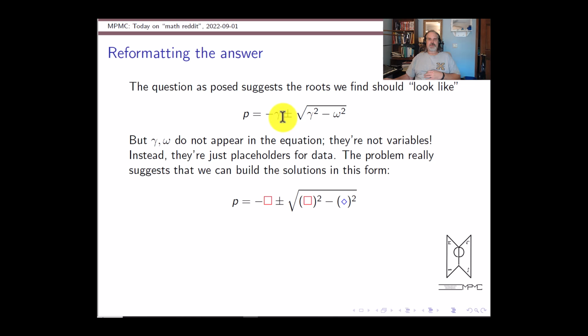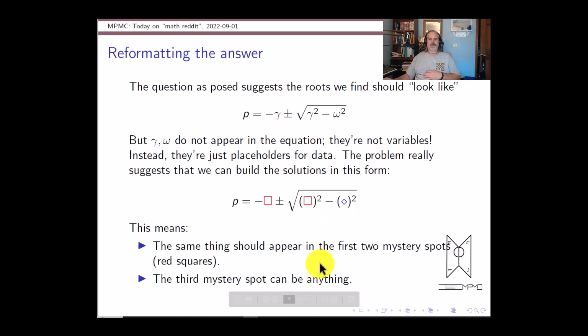They're just spots, right? And so this template says our roots should be able to be put into a form where there's negative something plus or minus the square root of that same thing squared, right? Gamma and gamma. Who cares that it's gamma? It's just the idea that there's something that's going to go in these two spots and it has to be the same thing. That's why it was given the same name. And this omega thing, who cares that it's omega? It just means there's something else being squared in that extra spot, right?